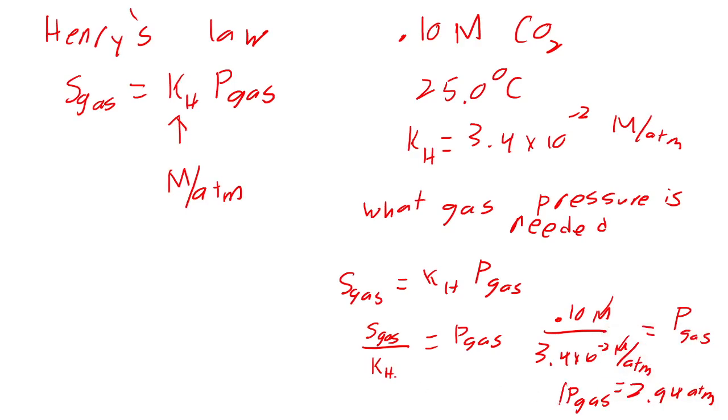The gas pressure we need is going to be 2.94 atmospheres to be able to get our CO2 to dissolve into our liquid at a concentration of 0.10 molar. So if we increase the pressure, we can get a higher concentration, and if we decrease the pressure, the concentration would go down. So we can adjust it like that. You can also be given a pressure. Let's say you prepare it at a specific pressure, like 1 atmosphere. Then you can calculate, well, how much would dissolve?